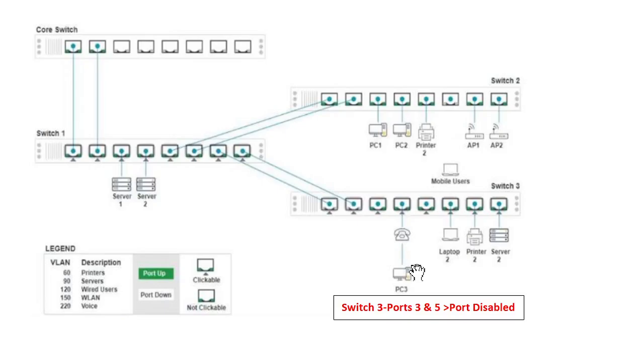And you're going to notice that you have 220 should be enabled. You've got a printer, so 60's got to be enabled. You got a server, so 90 has to be enabled, and you have wired users, so 120 has to be enabled. Same thing up here, except this one is going to have all except for the voice. All right, it's going to have the wireless local area network. It'll have 150 enabled. This one's going to have wired.